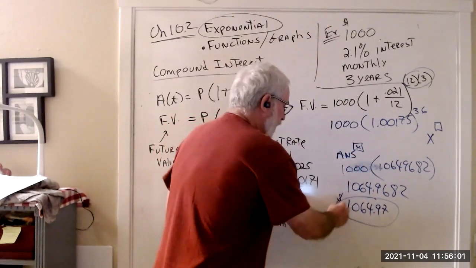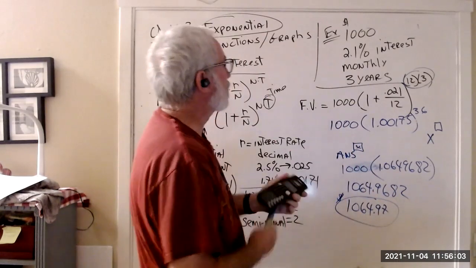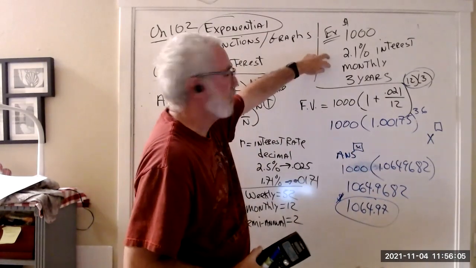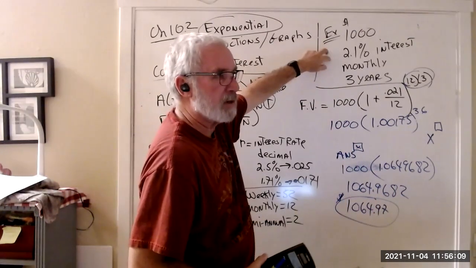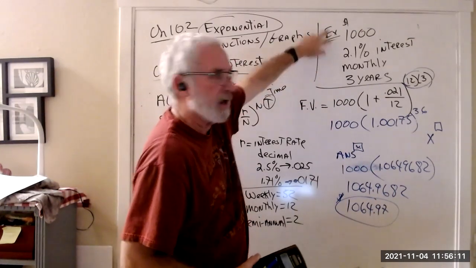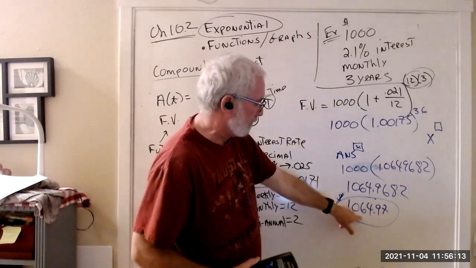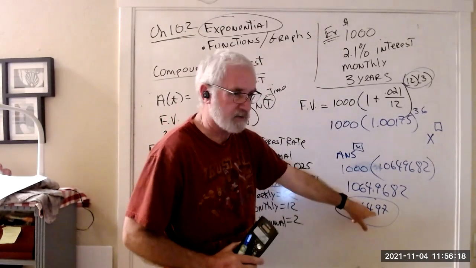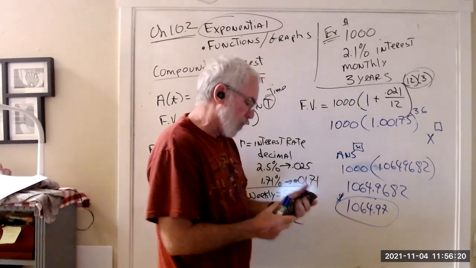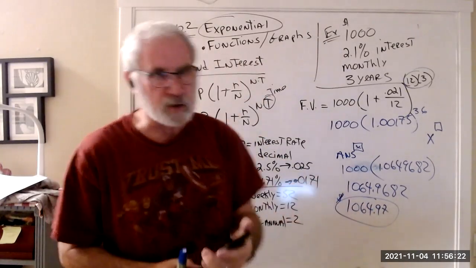So your future value, if the bank or credit union offered you this deal, you give them $1,000, they keep it in the bank for 3 years at these rates. At the end of 3 years, you have $1,064.97. We'll do more of these tomorrow and much more.